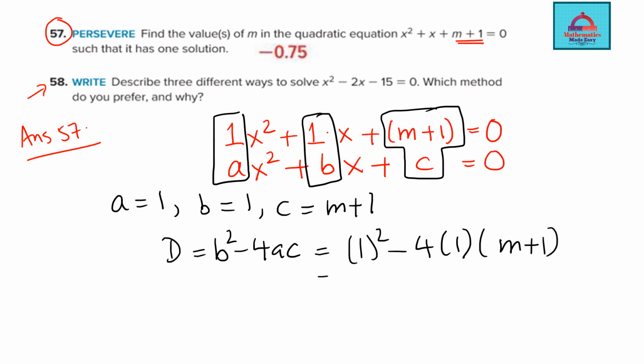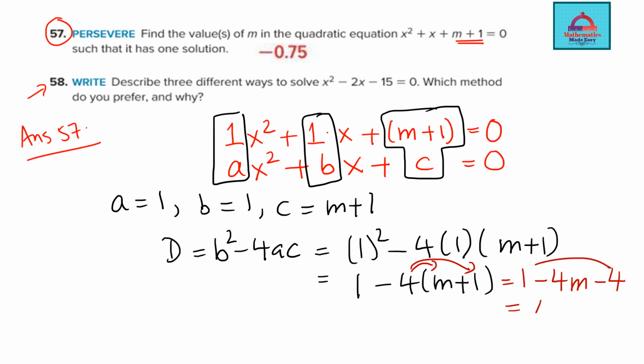So let's open the brackets, multiply. What do we get? So this is 1 minus 4 times m plus 1. When you have multiplication, you can always distribute. So I do that. So this whole thing comes out to be 1 minus 4m minus 4. Combine the like terms. So the whole value is minus 4m minus 3.